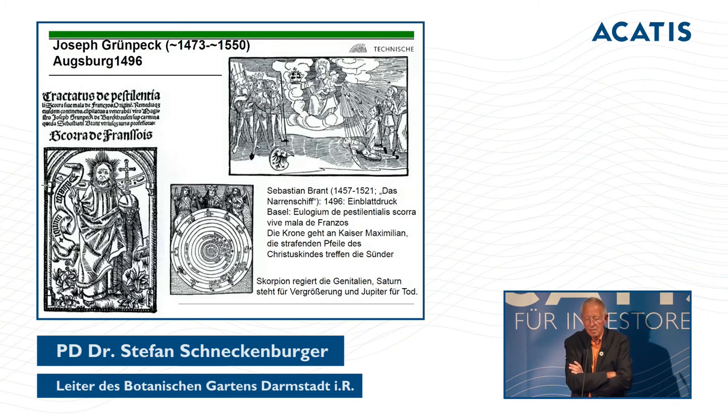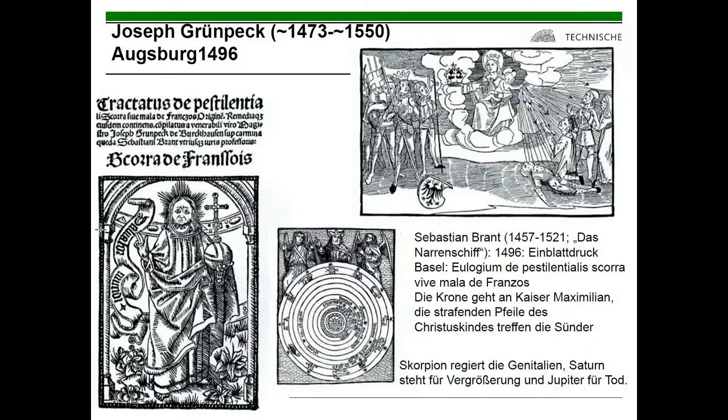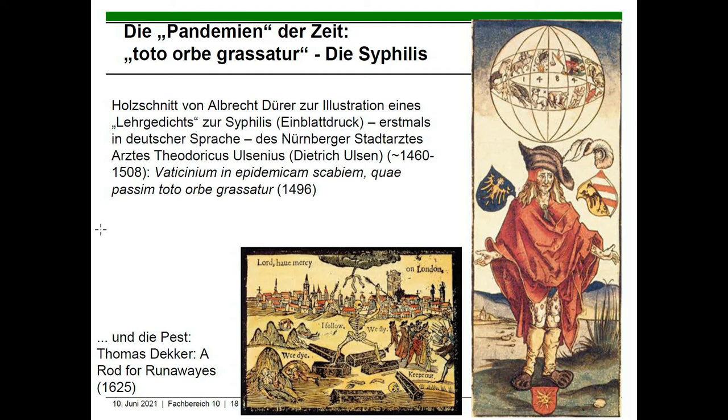And what was the reason for syphilis? It has to do with the constellation where Saturn was in Scorpio, and Scorpio has to do with the genitals, and this was the reason. So the sky above us, Maria is punishing the humans. Jesus is punishing human beings, and Maria is giving the crown to King Maximilian. This is represented by Albrecht Dürer. You can see a syphilis-affected person.